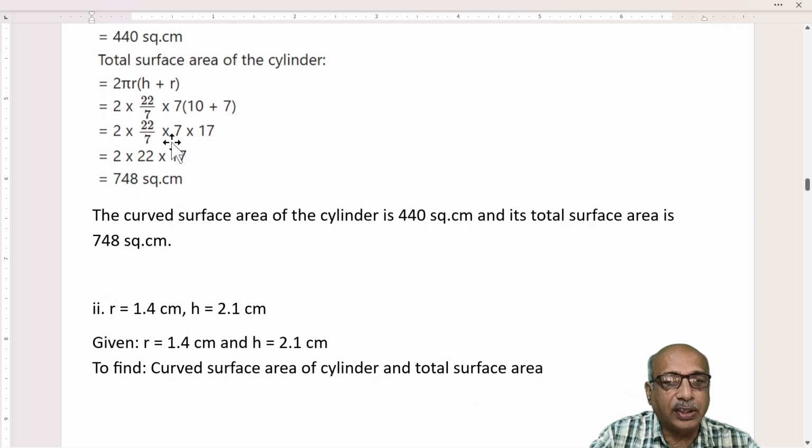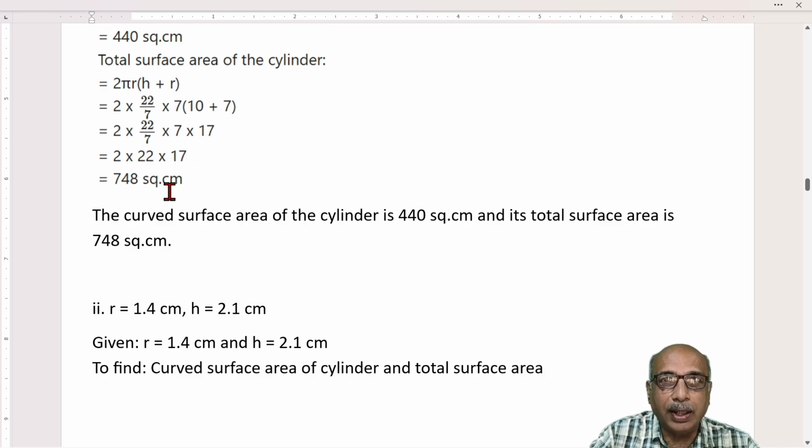Total surface area of the cylinder equals, the formula is 2 pi r in bracket h plus r. This equals 2 into 22 by 7 into 7 in bracket, bracket is important, 10 plus 7. And you know the BODMAS rule, you have to solve the bracket first. So 2 into 22 by 7 into 7 into 17. This 7 gets cancelled. What is left is 2 into 22 into 17 equals 748 square centimeter.